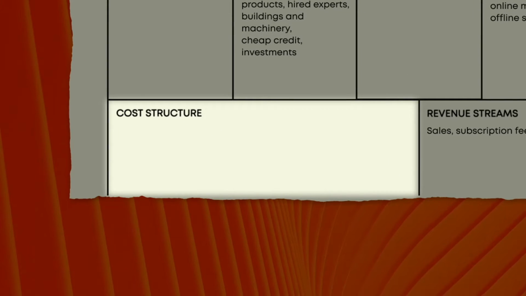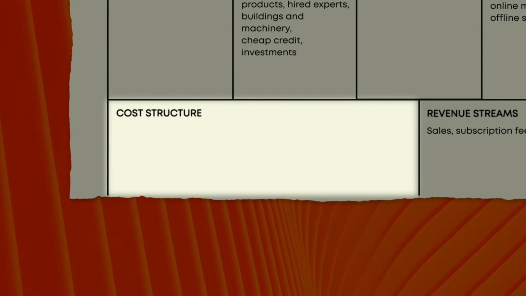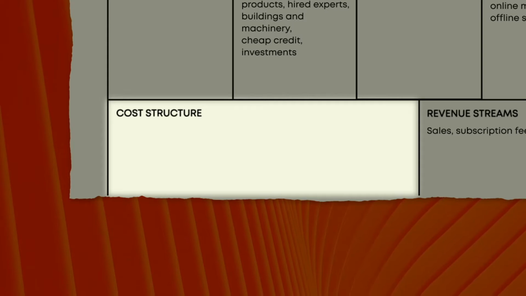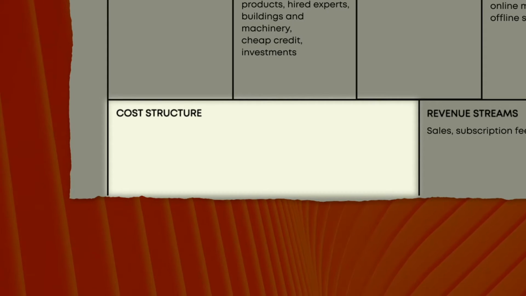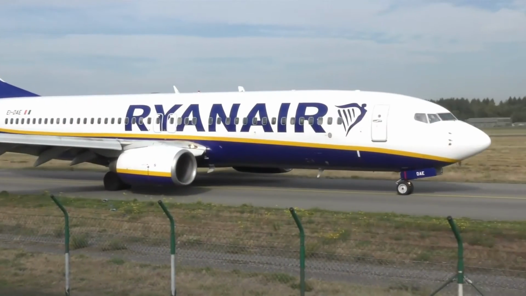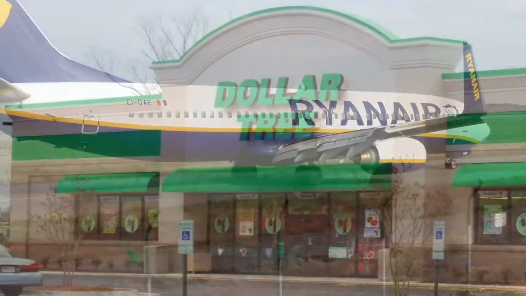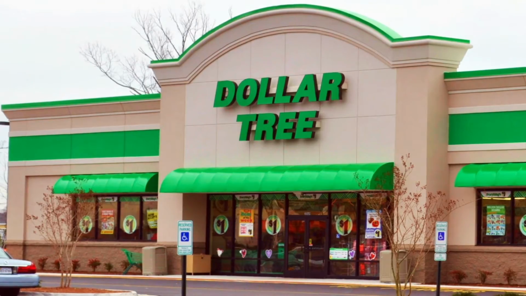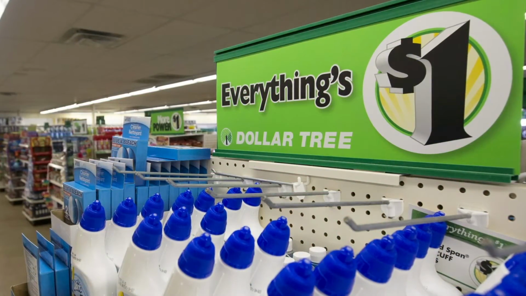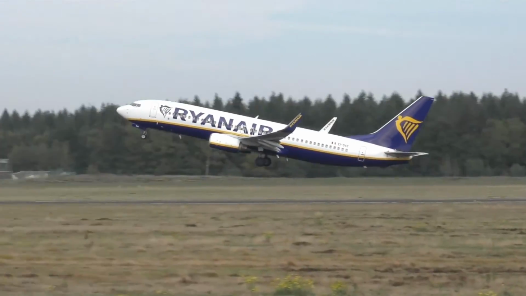This is the last block of the canvas because the costs can be calculated only after understanding your resources, activities, and partnerships. Some business models are defined by their low costs. Low-cost carriers or even your local Dollar Tree have one big value. They are so cheap and the quality is as low as they can get away with.